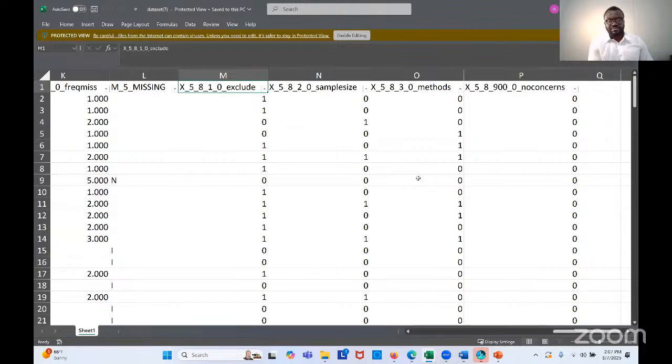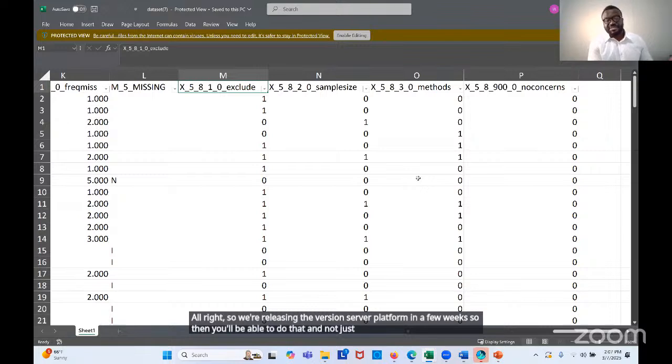My data is collected from animals and all in Excel spreadsheets. How can I load it to Chisquares platform to further analyze it? All right. So we're releasing version 2 of the platform in a few weeks. Then you'll be able to do that, and not just descriptive analysis, but also advanced multivariable analysis. We're going to announce when we eventually make the release.